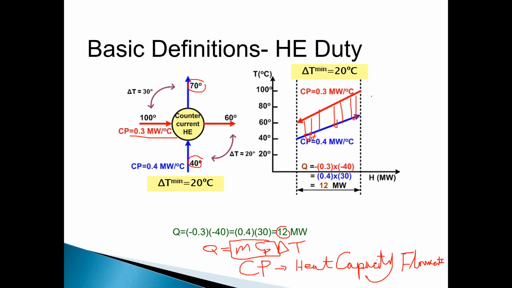Where the supply temperature for the hot is 100 and the target temperature is 80. For the cold, the supply temperature is 40 and the target temperature is 70. So this heat exchanger will exchange 12 megawatts, heating energy that comes from the hot stream to the cold stream, which is 12 megawatts. So 12 will be absorbed by the cold stream, and it is donated by the hot stream.